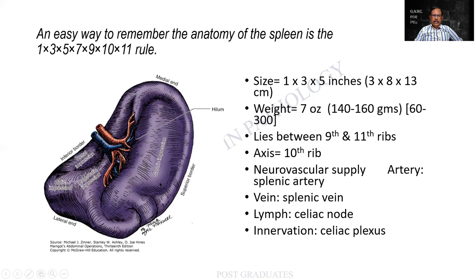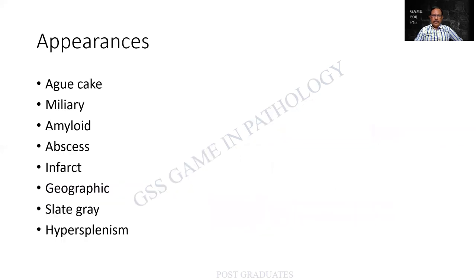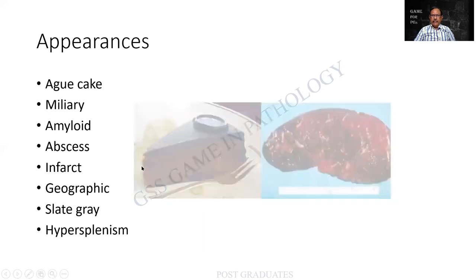And there is a purplish hue that is present. Pathology and appearances go hand in hand. A lot of appearances are there. Mirror image appearance, for example. And when it comes to the spleen, look at these. An agu cake, miliary or millet seed-like, amyloid, abscess, infarct, geographic infarct again, slate grey appearance, hypersplenism. Look at the plethora of pictures that the spleen can present.